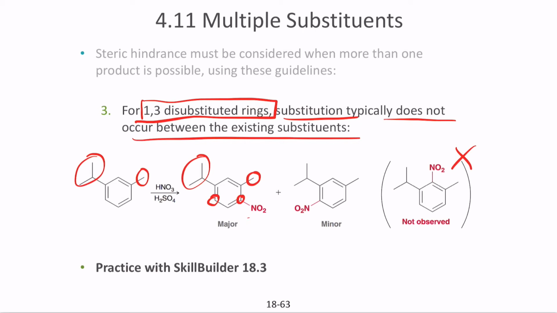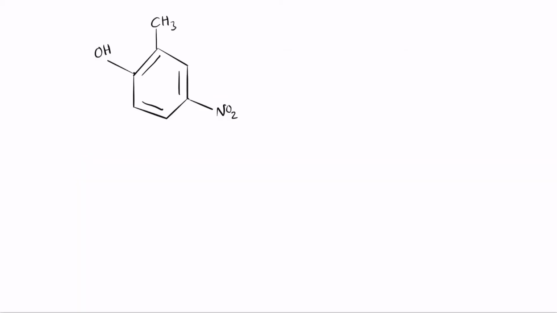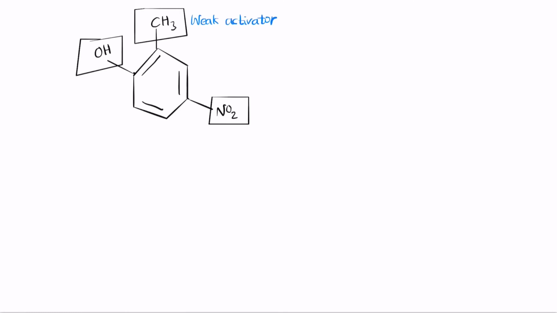So let's solve some examples of this. In this structure, they are asking us which position is most likely to undergo electrophilic aromatic substitution. So let's look at each of the groups that are present here. Number 1 is CH3, number 2 is OH, and number 3 is NO2. We know that CH3 is a weak activator because it's just a carbon group. OH is a strong activator, if you remember that oxygen is right next to the structure. And we know that NO2 is a strong deactivator.